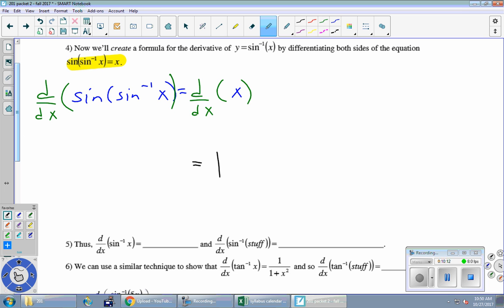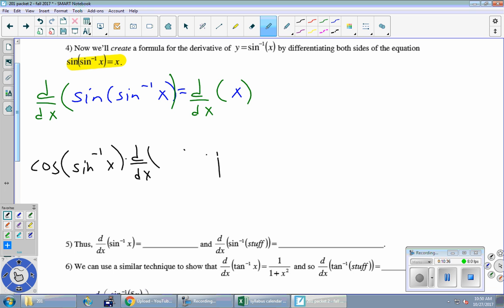stuff. Don't get lost in the stuff. It's sine of stuff. What's the derivative of sine of stuff? Cosine of the stuff. Okay, so we're right. Cosine of the stuff. What's the stuff? Inverse sine x. But then the chain rule says what? Times the derivative of the stuff.